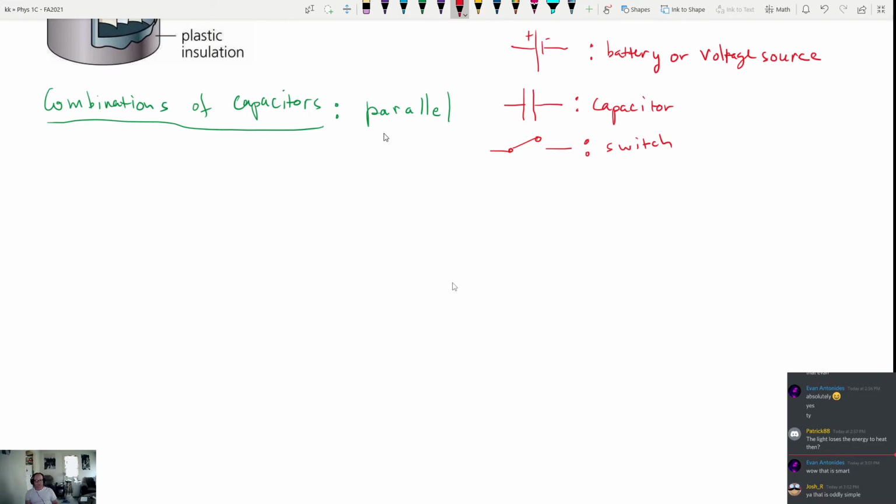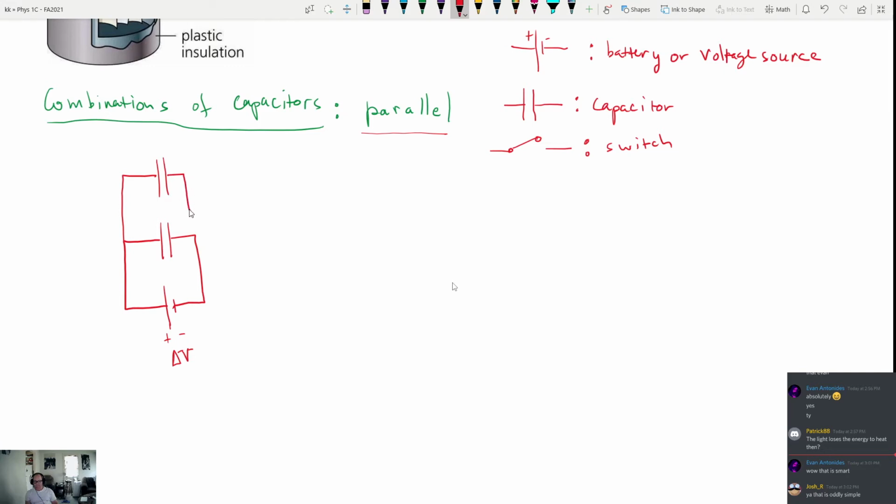So what we're going to do is set up a parallel combination of capacitors. What does parallel mean? Parallel means that I have a battery. So here's my battery with some voltage that I'll call delta V. And we're going to connect two capacitors up to this. One of them is going to be right here. Okay. And the other one is going to be right on top of it.